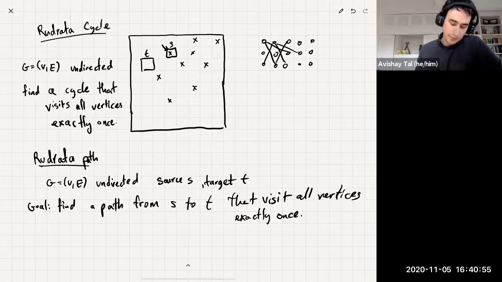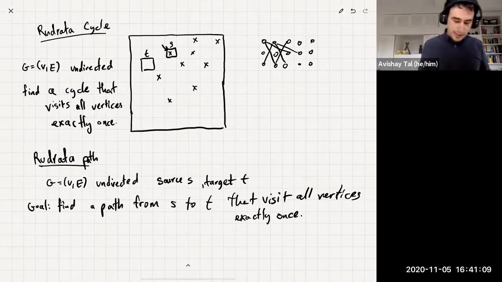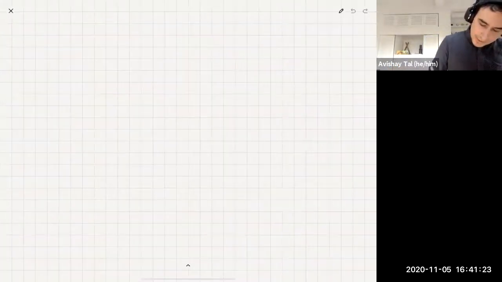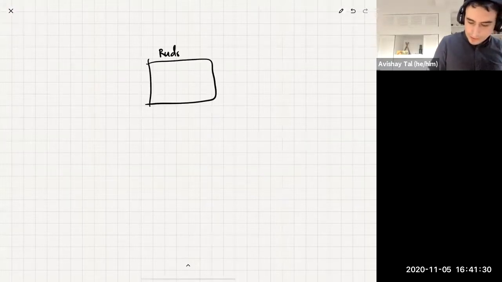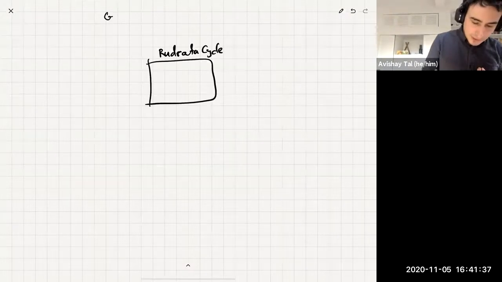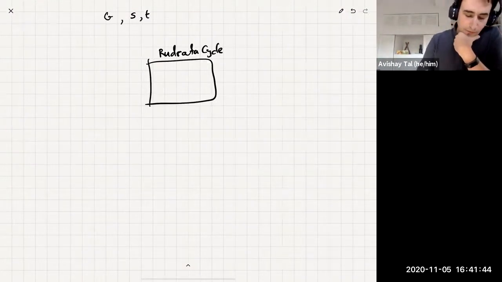Okay, so this is a slightly different question, right? What I want to show is that if you can solve one, you can solve the other. So let's say that you knew how to solve the Rudrata cycle problem. Okay, so you had some black box that could solve the Rudrata cycle problem. And now I'm giving you some graph G with source S and target T, and I want to solve the Rudrata path problem.